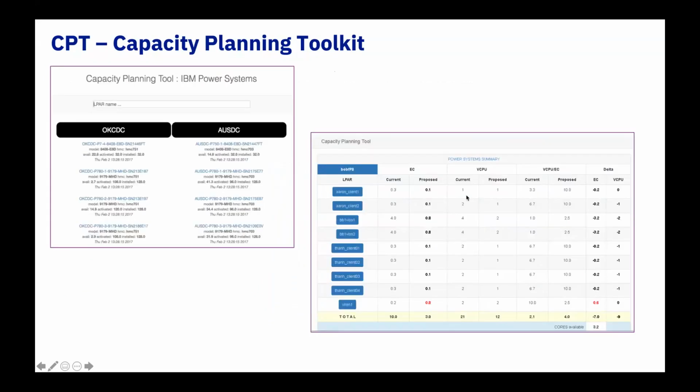So at the end of the day, with the Capacity Planning Toolkit itself, we can see the data center and individual systems, and we can click on systems, and the tool can show you individual partitions, current information, and proposed resources, entitled processors and virtual processors.